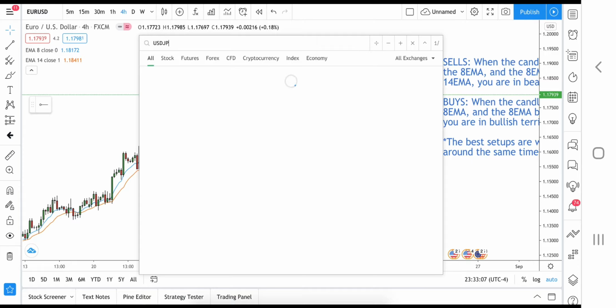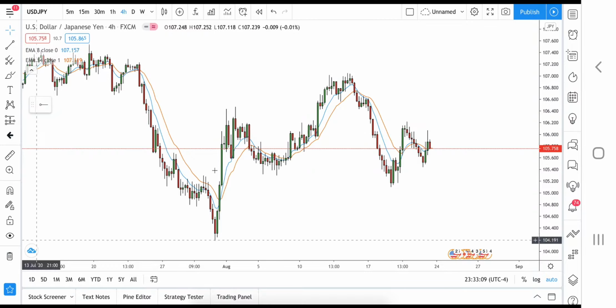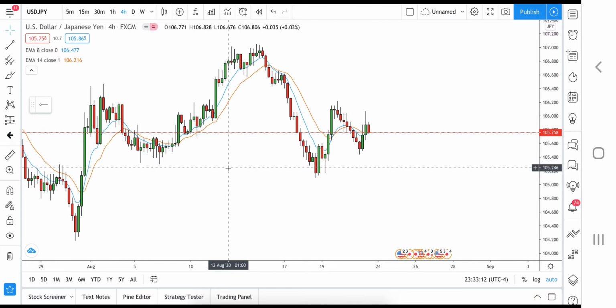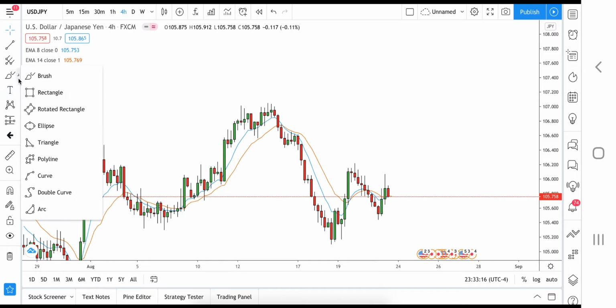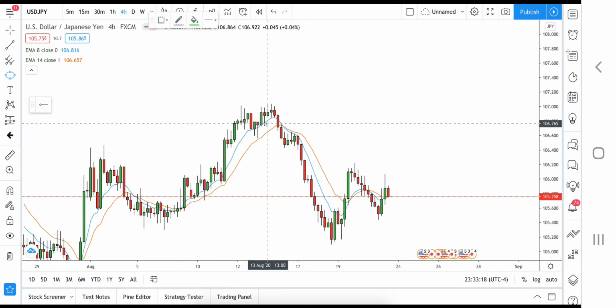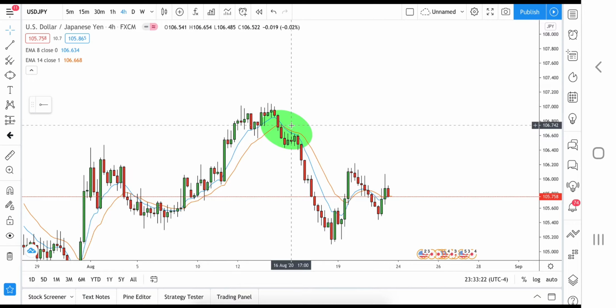If we jump to another pair here, USD JPY, I've got the exact same EMAs on here as you'll see. Here would have been a nice, beautiful setup. Now keep in mind, this is just based off the EMAs, and you would never just use these EMAs on their own. You'd always use them with other aspects of technical analysis, but I'm just showing you how effective this can actually be for recognizing those trend shifts.